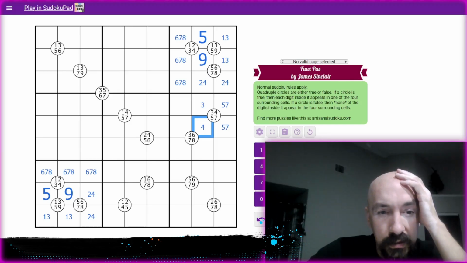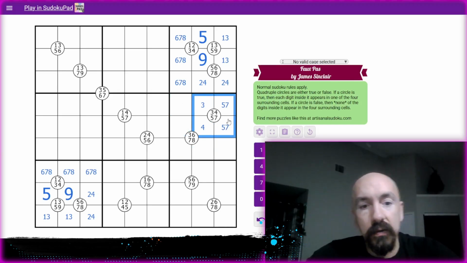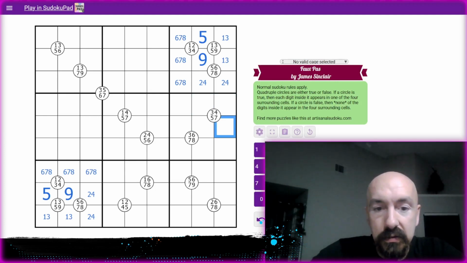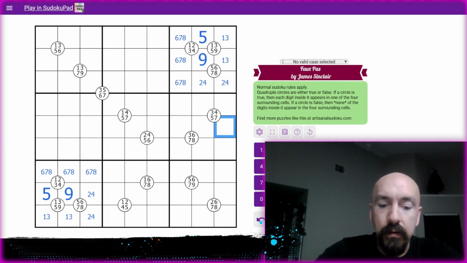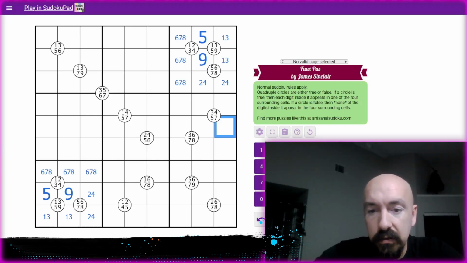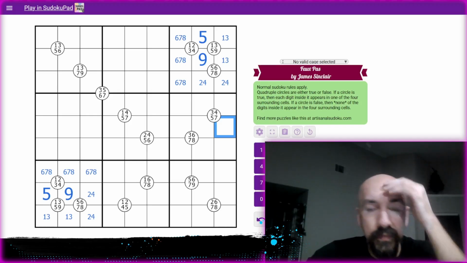And then we would need 6 and 8. Where can 6 and 8 go? They would have to go in one of those two. So that's impossible. So then, okay, so box 6 is both false. I'm going to say I'm happy with that. And then say both false. Okay.